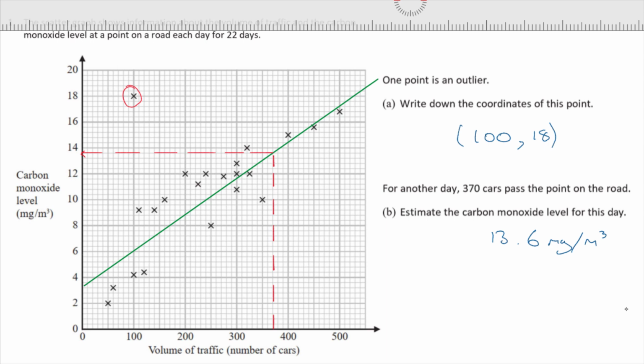Now you'll be marked against your line of best fit. So if you've drawn your line of best fit slightly differently to mine, then whatever your number should be when you do the same thing, if you read up from 370 and across, that is what you'll get marked against. Okay, so don't worry if you don't get exactly the same as me, but as long as you've read the scales properly and you've kind of bounced off your line of best fit and along the other direction, you'll be fine, you'll get the marks.